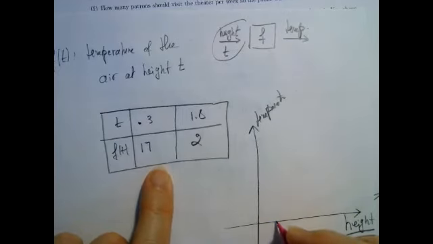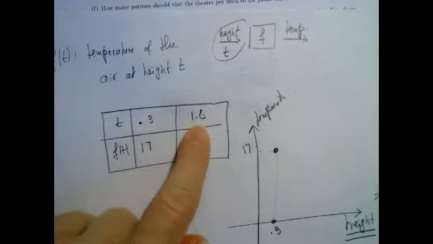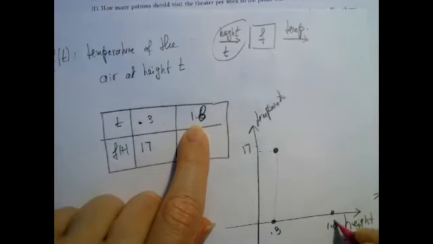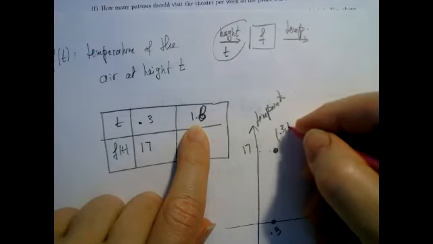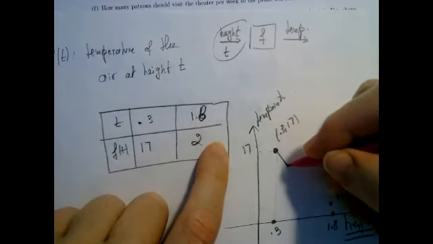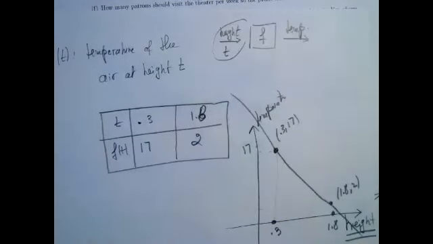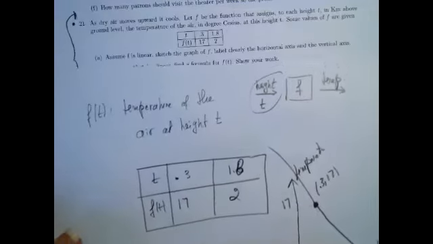Now, if you have 0.3 kilometer, so that's 0.3, the temperature was 17. So that's a point on the graph. When the height was 1.8 kilometer, so 1.8, the temperature dropped to 2. So that's another point on my graph. So my function is actually decreasing. That's the graph of my function. Okay. What matters here for me is height and temperature, how you label your axis well.